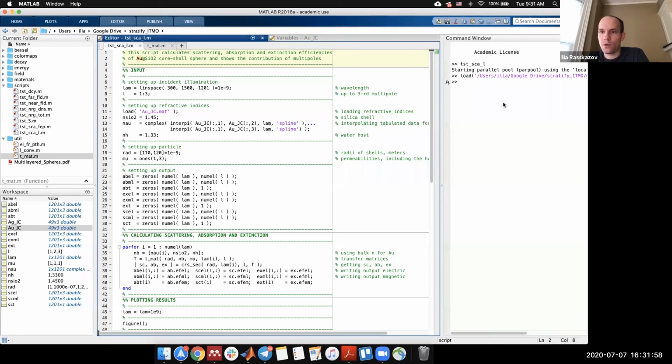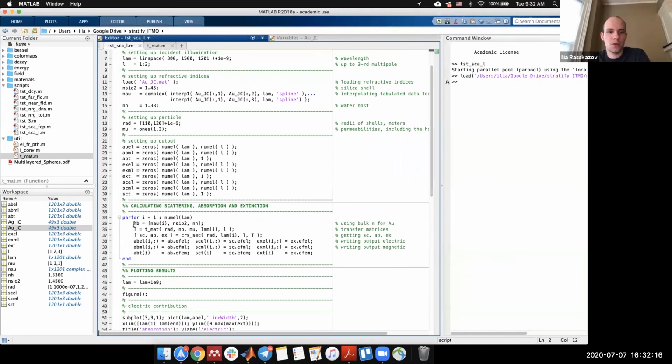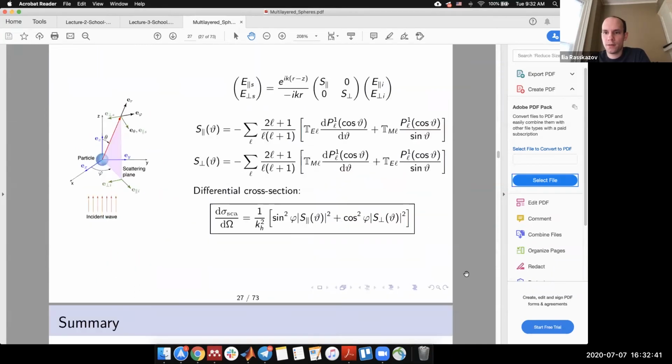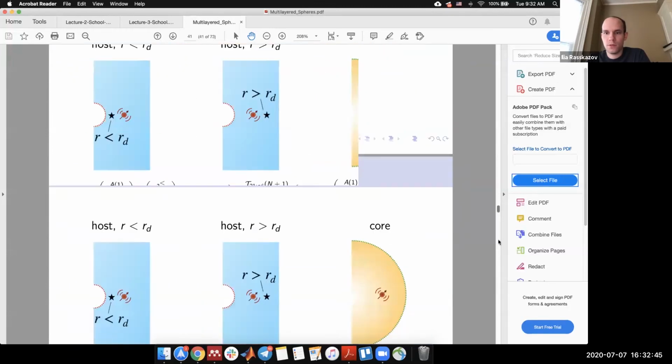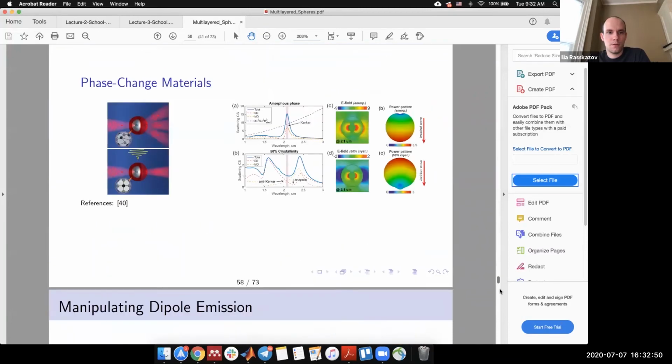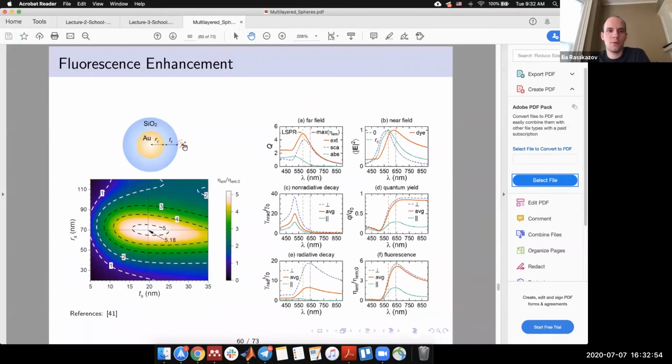Nanosphere of gold in silicon or water. It's a gold sphere covered with a shell of silica and everything embedded in water. You can track this from the refractive indices: the core is gold, the shell is silica, and water is the host. And I set up the radius for the core and for the shell. Well, without a dipole apparently, but this problem looks like this, and all embedded in water.